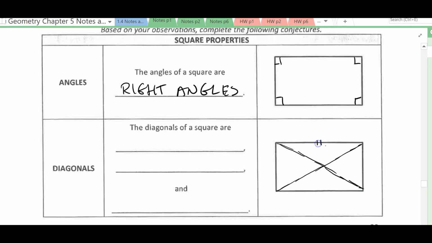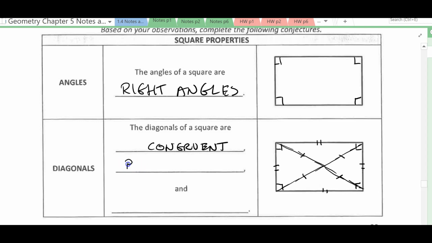So since it's a square, I know that all the sides are going to be congruent, and I know that all these angles are going to be congruent, and we know that the diagonals are going to bisect each other, okay, because that's a property of a parallelogram, so it's a property of a square. So the diagonals of a square are congruent. Now, we only had one other special parallelogram where the diagonals were congruent, and that was a rectangle. So the diagonals of a square are also going to be congruent.